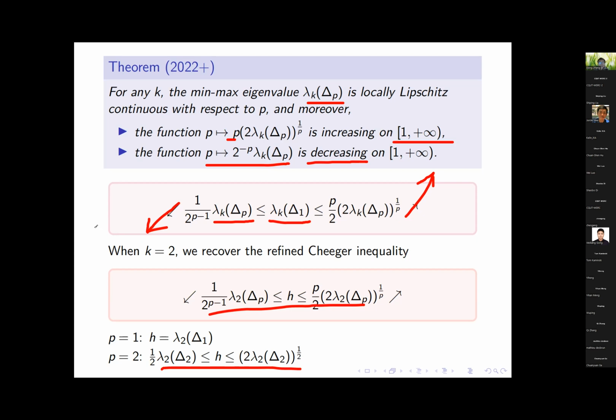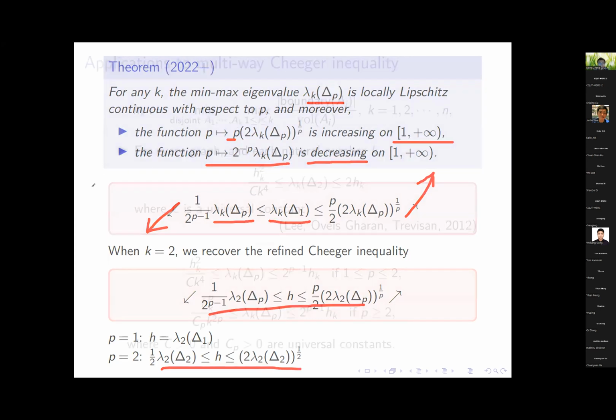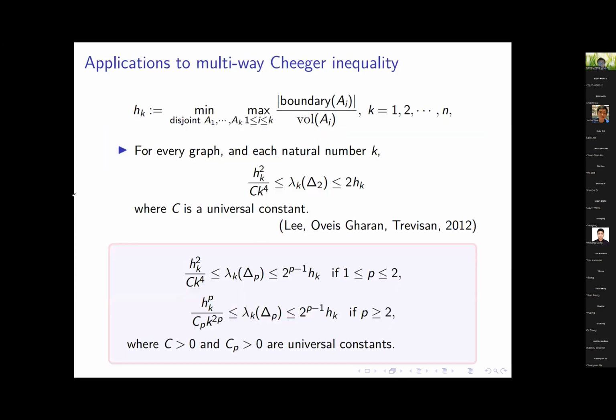I will show some applications to motivate. The k-way Cheeger constant is defined by this formula, and a very beautiful result proposed by James Lee, Oveis Gharan and Trevisan says that for every graph and every natural number k, there is a k-way Cheeger inequality relating h_k and the k-th eigenvalue of the graph Laplacian.